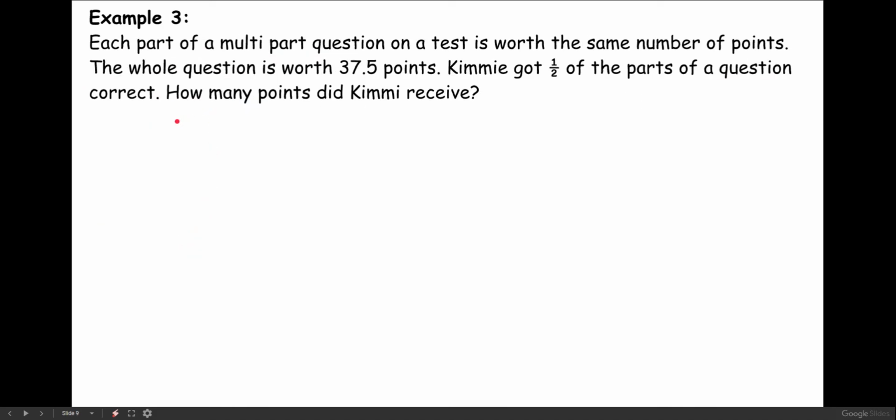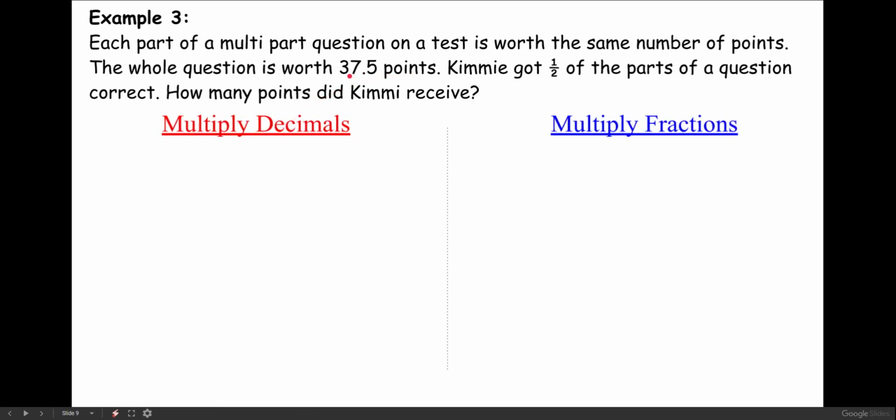Each part of a multi-part question on a test is worth the same number of points. The whole question is worth 37.5 points. Kimmy got 1/2 of the parts of a question correct. How many points did Kimmy receive? This is kind of a strange question, but it's basically asking what is half of 37.5.